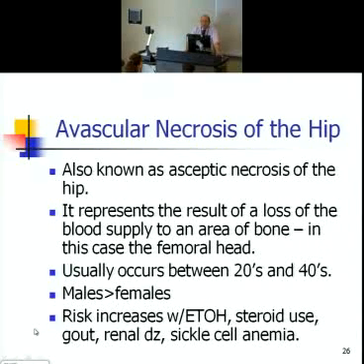Avascular necrosis of the hip is also noted as aseptic necrosis of the hip. And it basically occurs when you cut off the blood supply to the head of the femur, and as a result, the bone collapses. This will often occur in patients who are between the ages of 20 and 40, more common in males. We see more of this nowadays because of steroid use in sports and athletes.